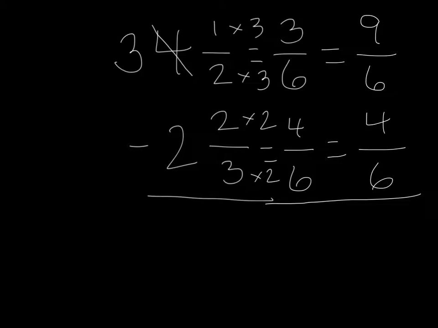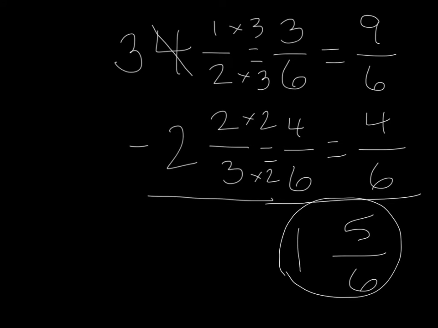9/6 minus 4/6 gives me 5/6. And then I come over to my whole numbers and I do 3 minus 2, which gives me 1. I then take a look at my fraction to make sure that it is in lowest terms. And when I look at 5/6, I see that the only thing I can divide both my numerator and my denominator by is 1. So my fraction is in lowest terms, 1 and 5/6.